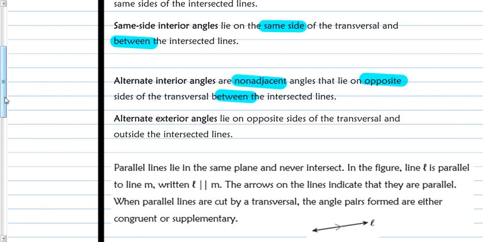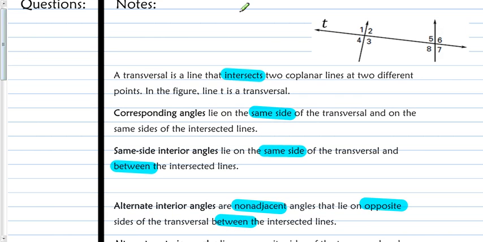So some examples of alternate interior angles would be angle 2 and angle 8. They lie on opposite sides of the transversal, so angle 2 is on top of the transversal, angle 8 is underneath the transversal. But it's still between the intersected lines. Go ahead and see if you can find the other pair of alternate interior angles. And hopefully you identified 5 and 3 as the other pair of alternate interior angles. Okay.